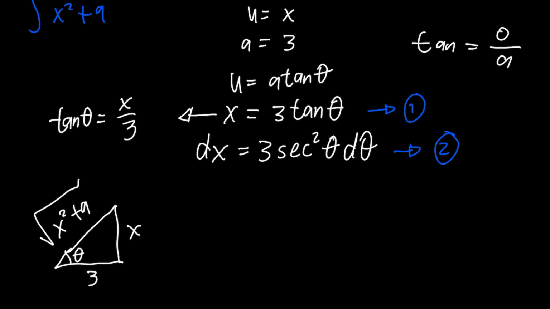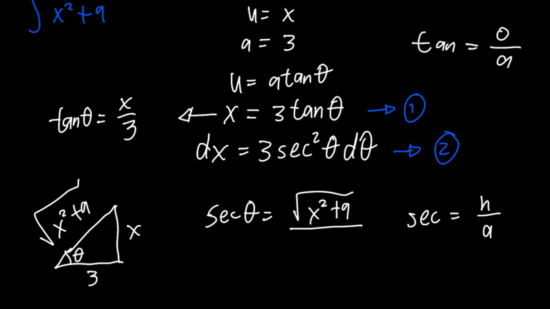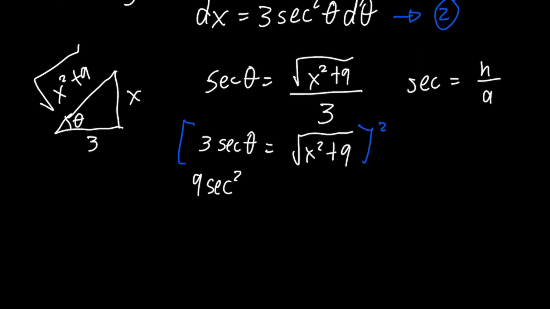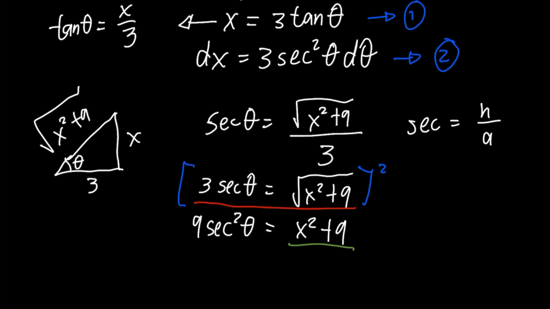From there, let's get what secant theta is equal to. Remember that secant theta is equal to the hypotenuse over adjacent. Our hypotenuse here is the square root of x squared plus 9 over our adjacent, which is 3. Then let's multiply both sides by 3. 3 secant theta is equal to the square root of x squared plus 9. Then we're going to square both sides. So we'll get 9 secant squared theta is equal to x squared plus 9. The reason why we squared this whole expression is to get x squared plus 9, so that we can substitute it later on. This will serve as our equation 3.